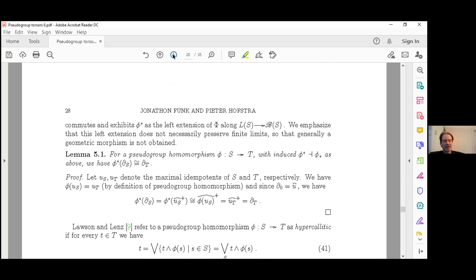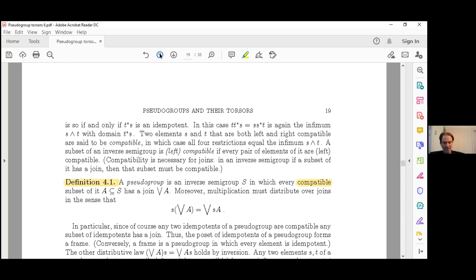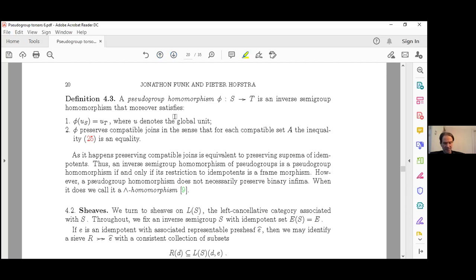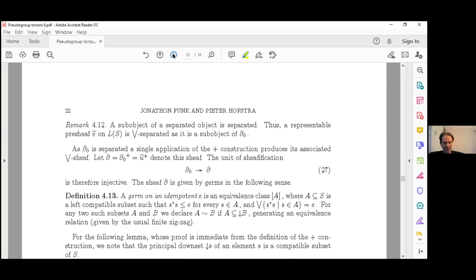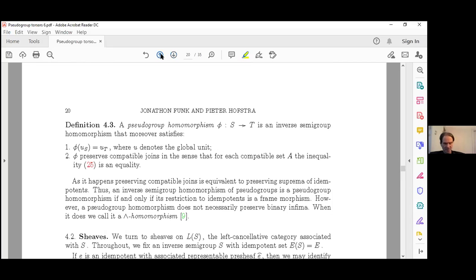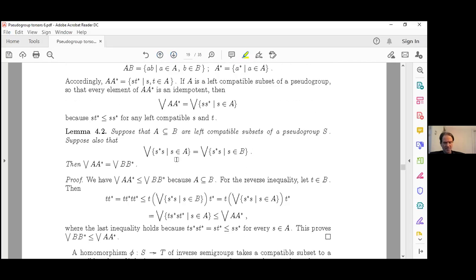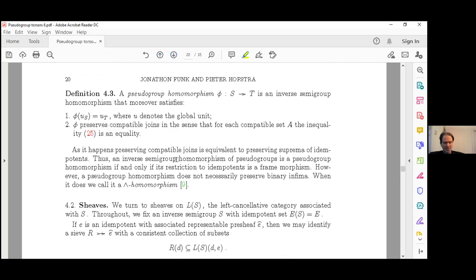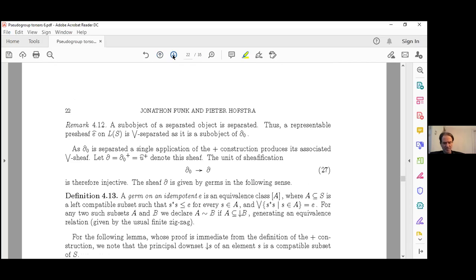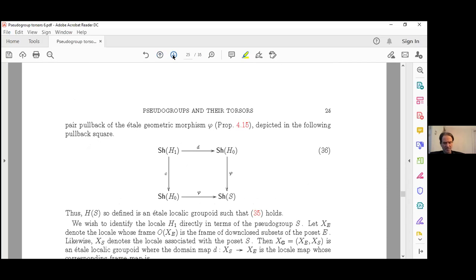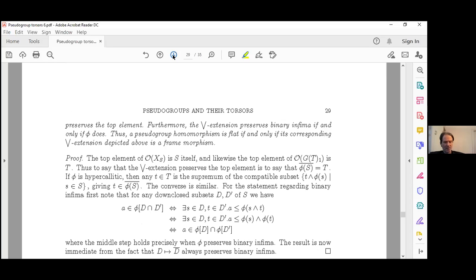So I'm trying to find the definition of a pseudogroup torsor. Actually, I'm not sure if I can find it. Just let me look around for it here. Must be later. Where is it here?